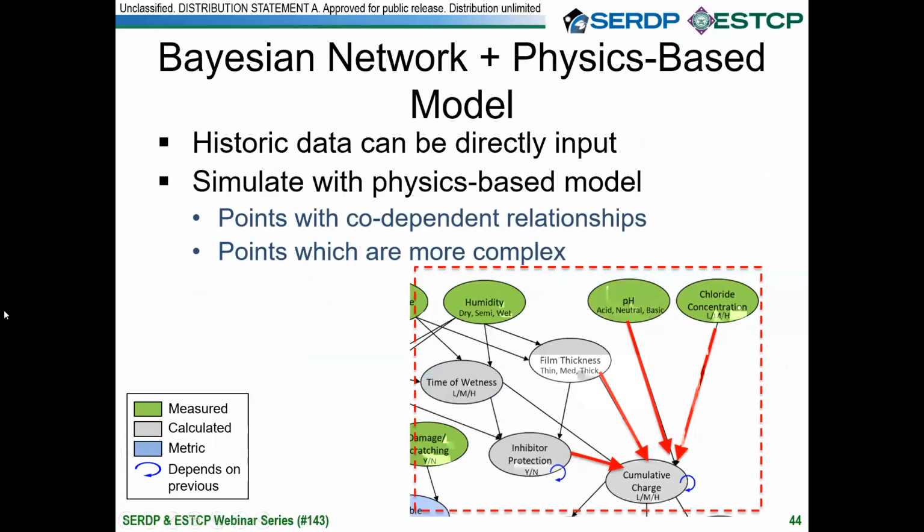In addition, we can also refine some of these relationships by using physics-based modeling. An example shown here is the calculated value that we call inhibitor protection. This is not a known quantity which is easily measured, or at least hasn't been easily measured with older sensors. And historically, the time until the inhibitor is depleted was measured by the first signs of corrosion showing up. That does not give us a lot of data points to make a nice curve. So we can use the physics-based model to help generate the relationship, which will make our Bayesian model more accurate.